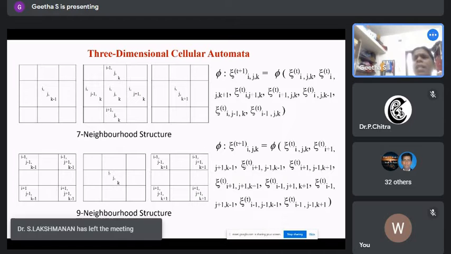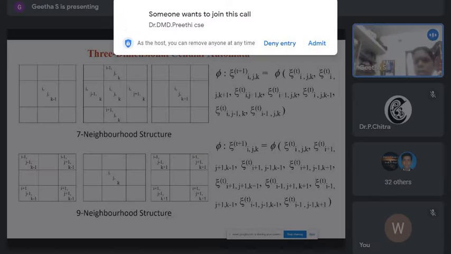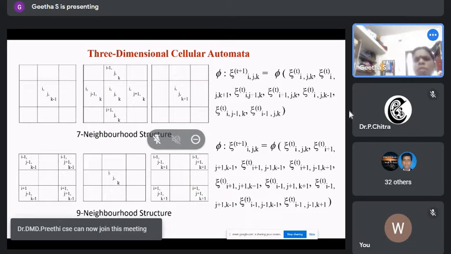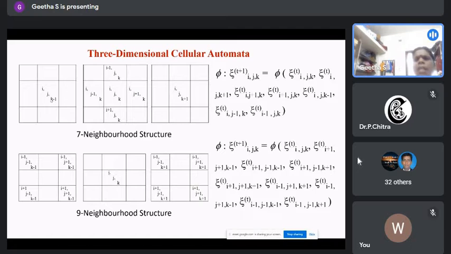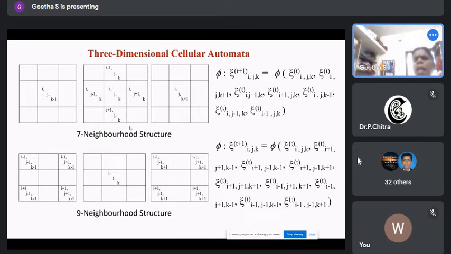Next, you have to apply 3-dimensional cellular automata. 3-dimensional cellular automata means we apply the 7-neighborhood structure. At time t+1, first of all you have to change (i, j, k), and then (i, j, k−1). Next, the values (i, j, k), (i, j−1, k), (i+1, j, k), (i−1, j, k), and then only one more cell is changed, (i, j, k+1). So this is the 7-neighborhood structure we have to change.